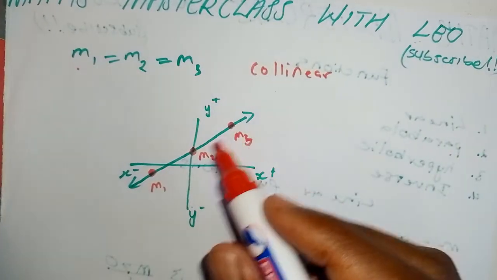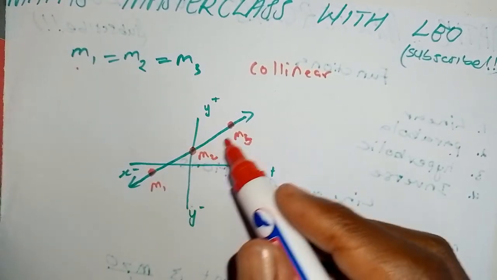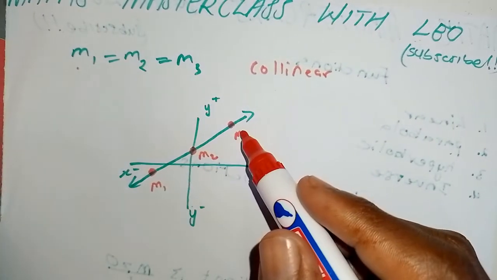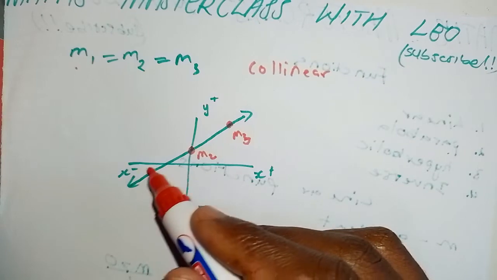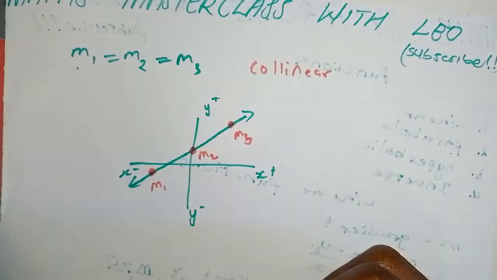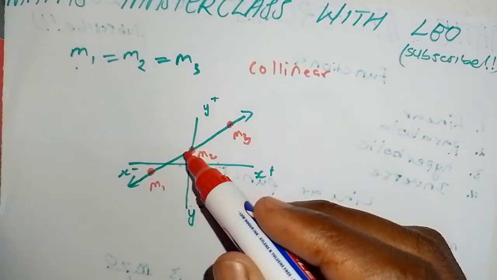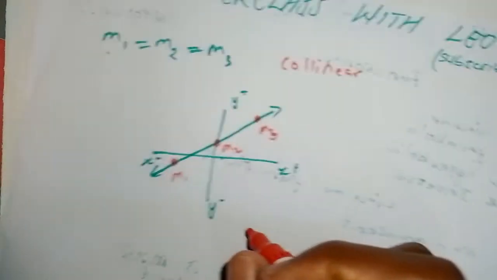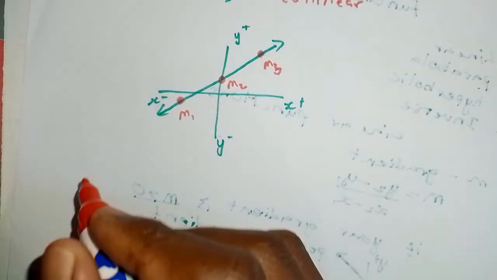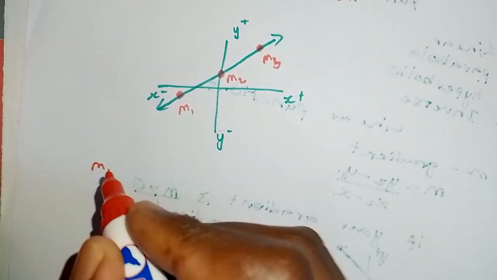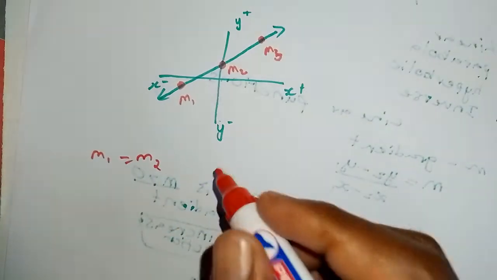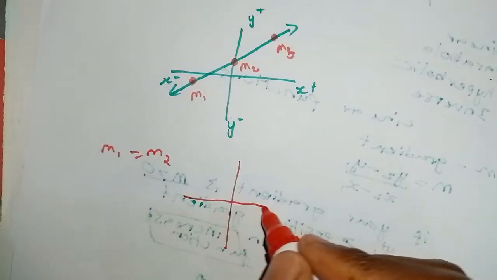Right? What does collinear mean? They lie in the same graph. My gradients lie in the same graph. The gradients that lie on the same graph will always be equal, right? I hope you understand. Then now, let's take another one that says M1 is equal to M2, and let's draw our Cartesian plane again.